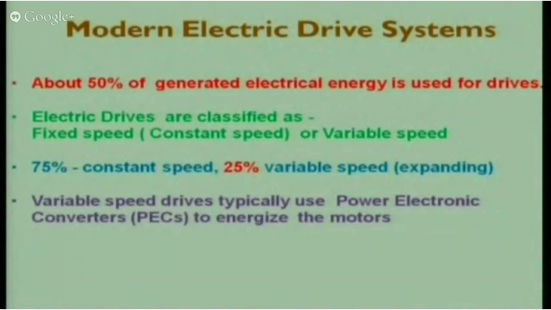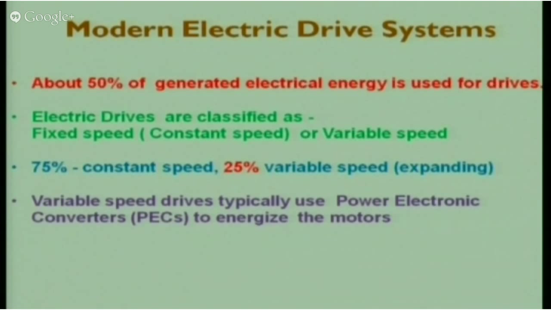75% is constant speed. Now, this is an alarming situation. That means 75% of the applications of drives are for constant speed, that is fixed speed, and 25% variable speed. But this is expanding. Now, many of the performances or actions or activities in the industry need different speeds or variable speeds. So this 25% is expanding very high.